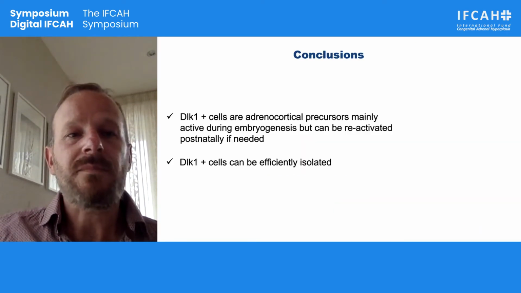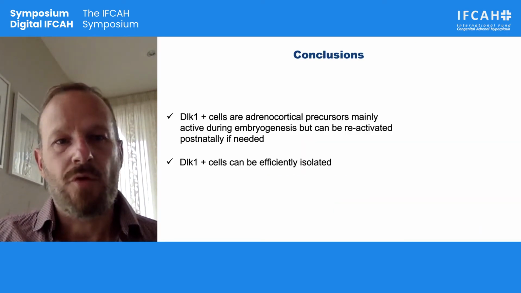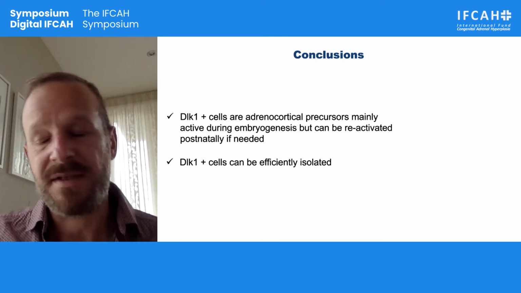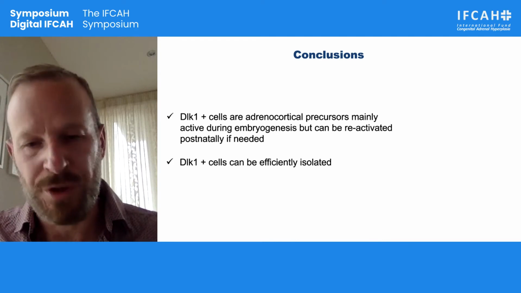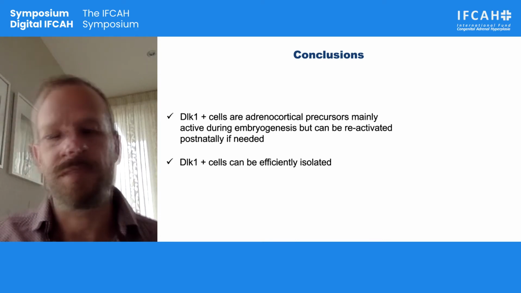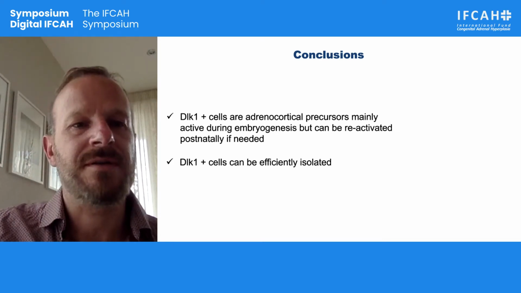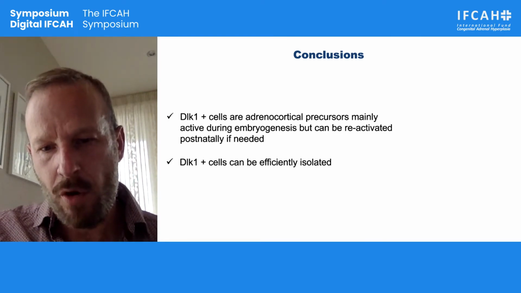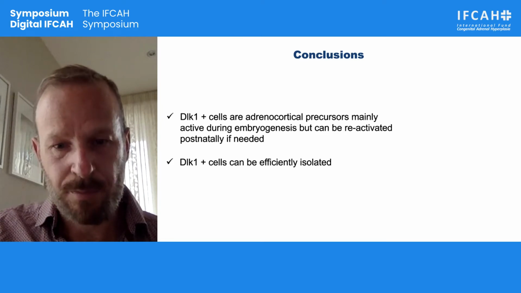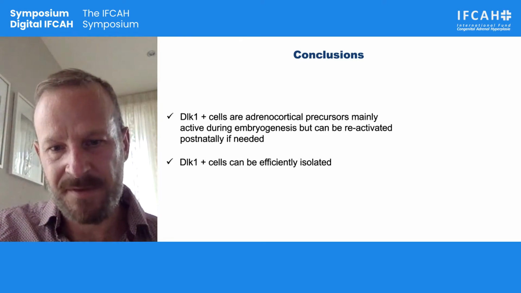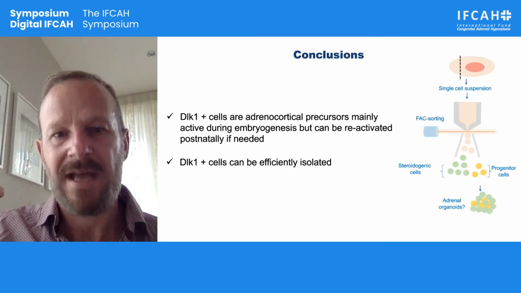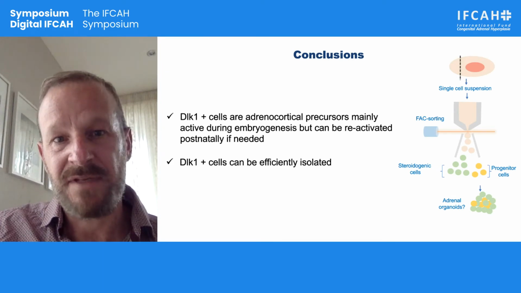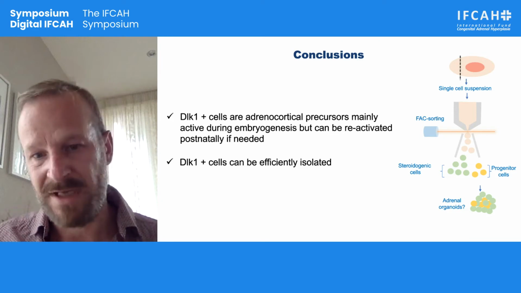So these DLK1 cells are therefore adrenocortical precursors in mice, and given the phenotype that we know in humans, it's likely that this is also the case for human adrenals. But what is important is that this is the first marker of adrenocortical stem progenitor cells which is cell surface, and for which we have excellent antibodies. So we can isolate this population from mouse or human adrenal.